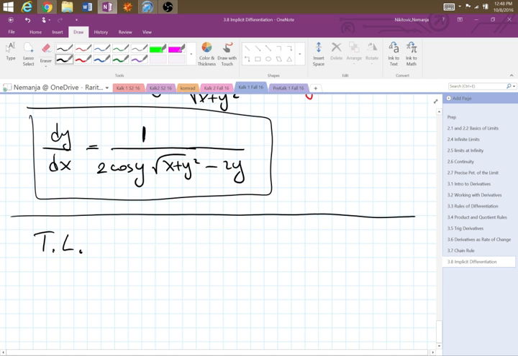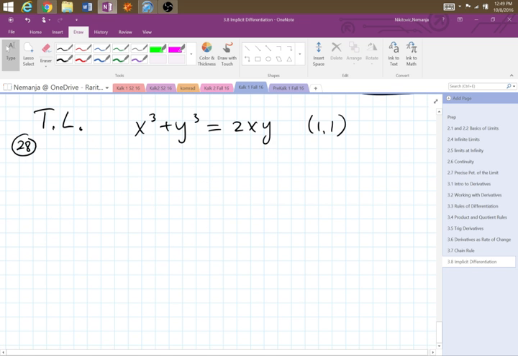Tangent line problem. Something simple. x cubed plus y cubed is equal to 2xy at (1, 1). This is problem 28. So find the equation of the tangent line. And you have the relation x cubed plus y cubed equals 2xy.